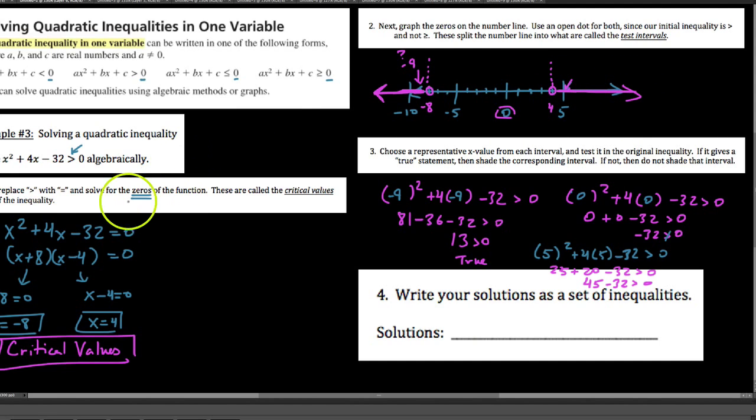So in other words, when we solve these things, we're going to solve for the zeros and put those on the number line, and then we're just going to test values in each interval and see if it makes it true or not, and shade it if it does and don't shade it if it doesn't. So our last step is basically going to be this.